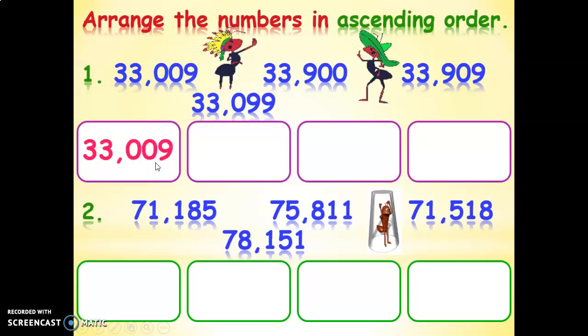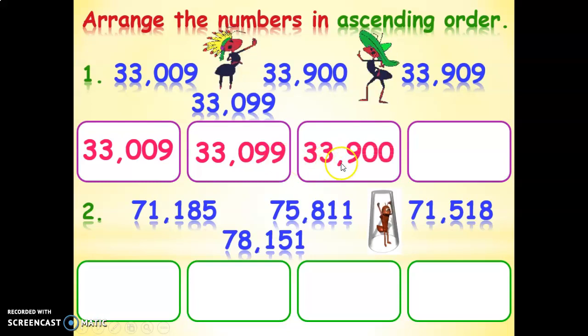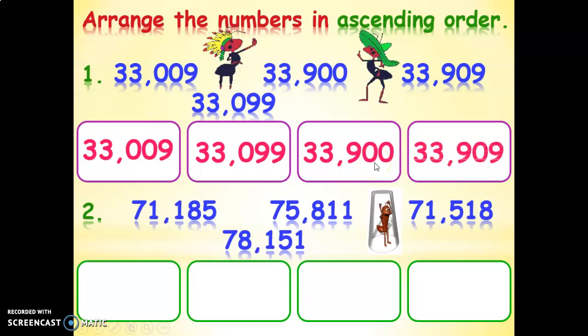33,009. The next number should be 33,099. The next one is 33,900. And the greatest number is 33,909. Don't forget the steps in comparing numbers.